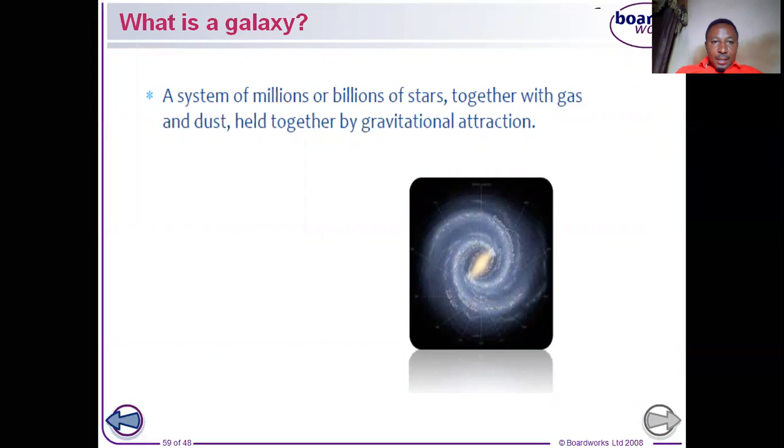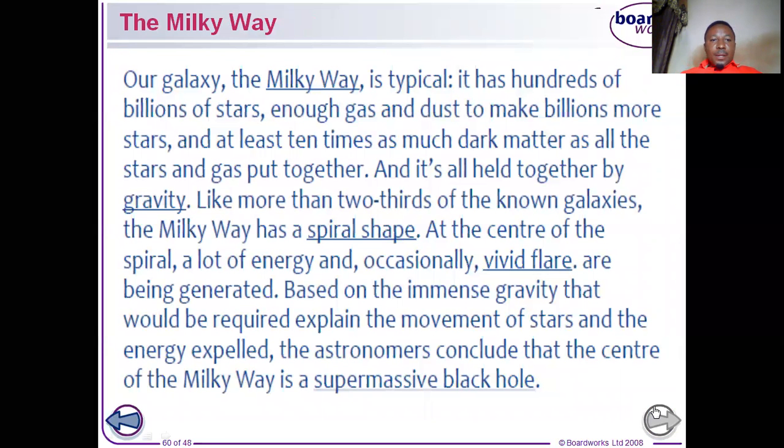A galaxy is a system of millions or billions of stars, together with gas and dust, held together by gravitational attraction, usually at the center. You can see this is an example of a galaxy, with stars orbiting, held by a very strong gravitational attraction somewhere in the middle. It is believed that somewhere here we have a black hole. Maybe that's a lesson for another time.